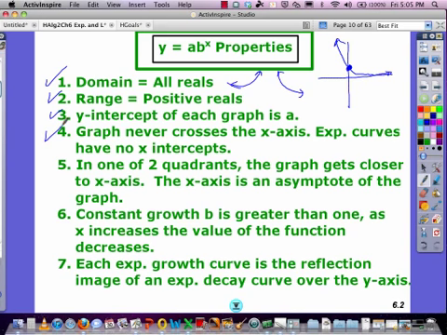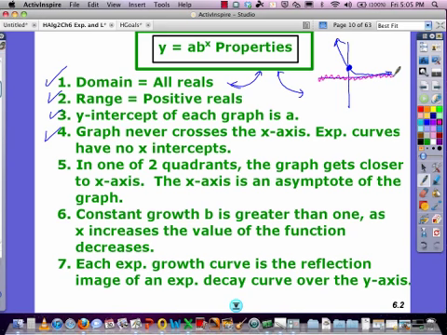In one of the two quadrants, the graph gets closer to the x-axis. The x-axis is then the asymptote of the graph. Remember, we had that earlier when we were talking about hyperbolas. So right now, this x-axis would be the asymptote, where the graph seems to approach but never crosses, never touches.